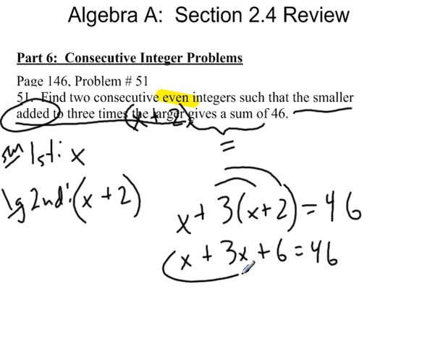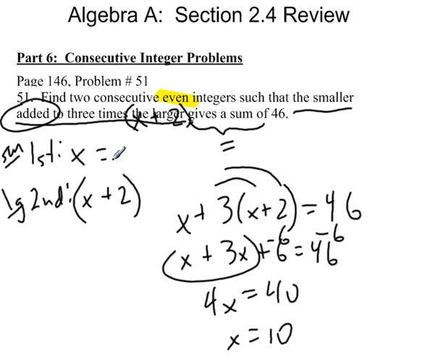Combine like terms, x plus 3x is 4x. Go ahead and subtract 6 from both sides. 4x is 40. So x is 10. Go ahead and use your legend to answer the problem. x is 10. 10 plus 2 is 12. There are your two consecutive even integers.